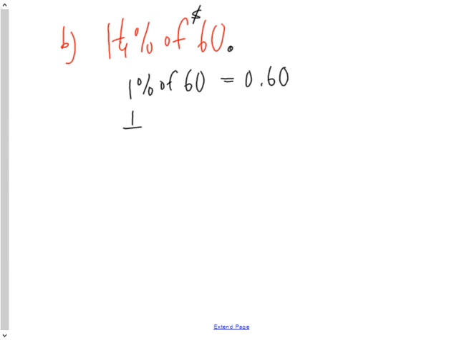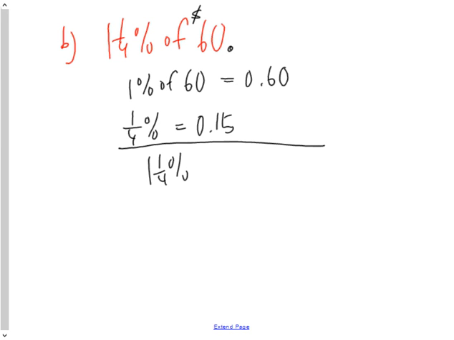Now the next part, a quarter percent, would actually be whatever 1% is, taking that amount of money and dividing it by 4. So 1% is 60 cents. So a quarter of a percent would be a quarter of 60 cents, which would be half is 30 cents, and half of that is 15 cents. So therefore, when we combine them, we'd have 1.25% is equal to the combining of those two, which would be 75 cents or 0.75.